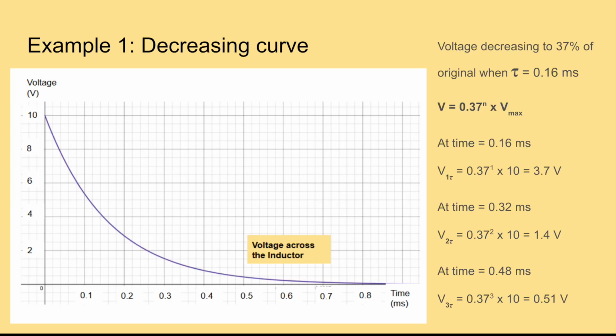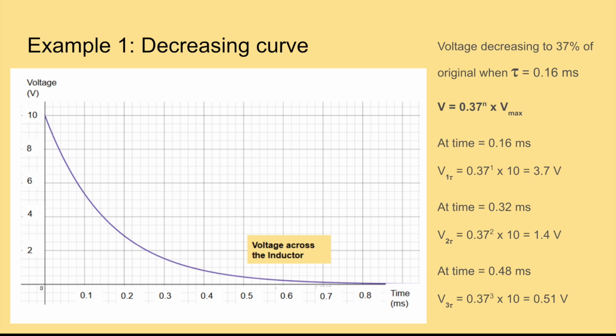Here are a couple of examples. The first example is when we have the decreasing curve. This is the voltage across the inductor. Now I want to draw your attention to the equation in bold on your right, which says V equals 0.37 to the power of n times V max. If you want to work out the voltage after one time constant, that little n will become 1. If you want to work out the value of the voltage after two time constants, that n will become a 2.